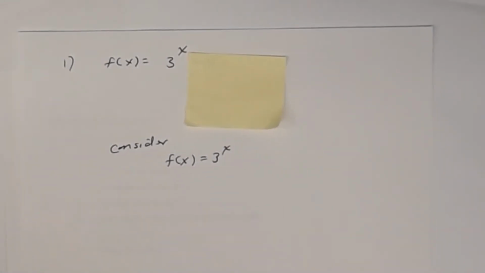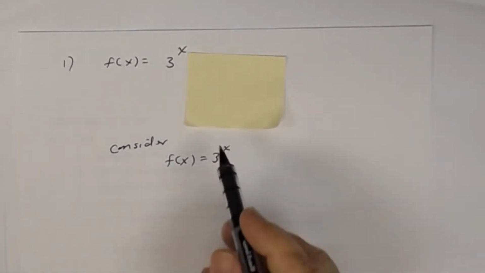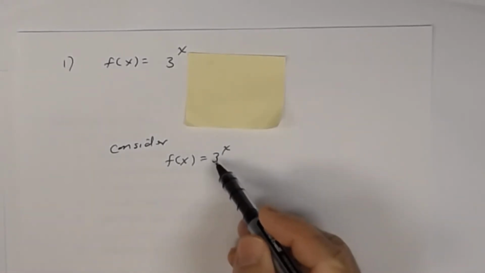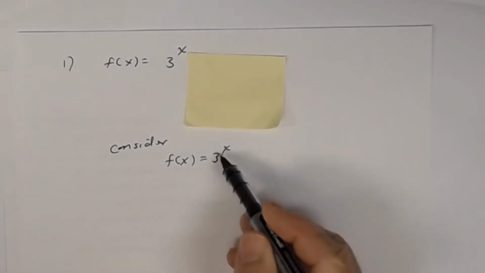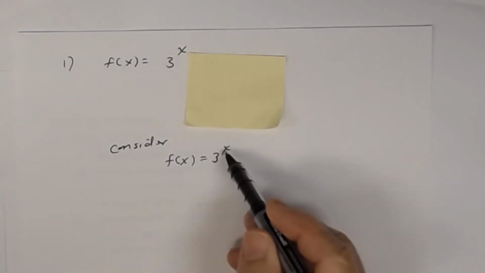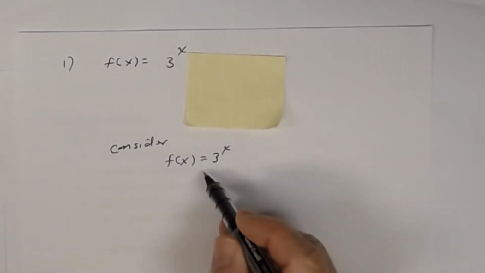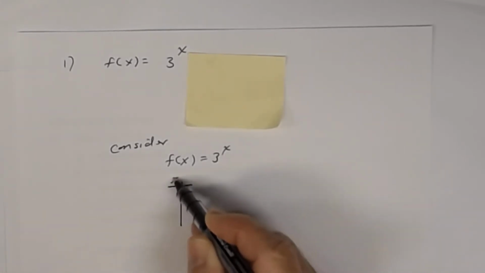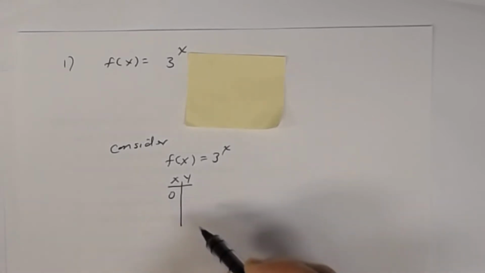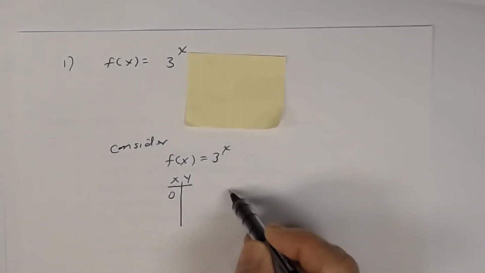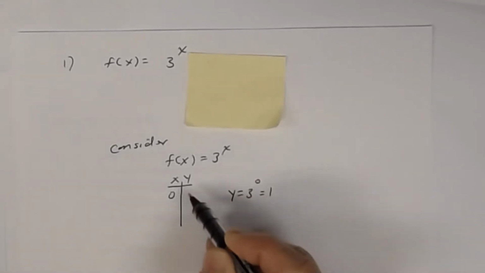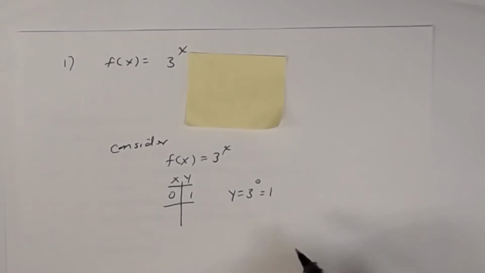And so notice this is an exponential function. So remember, for an exponential function, your base is a positive real number, and it's not equal to 1. Your base cannot be 1, and your exponent contains the variable. So if I look at this in terms of a t-table, just for a moment, if x is 0, I get y equals 3 to the 0, and 3 to the 0 is 1. So I get the point (0, 1).